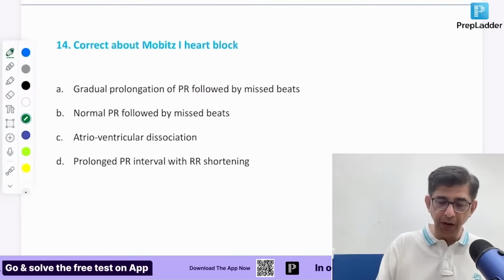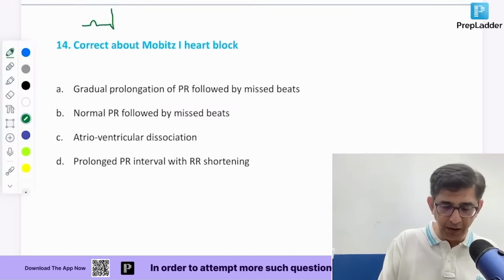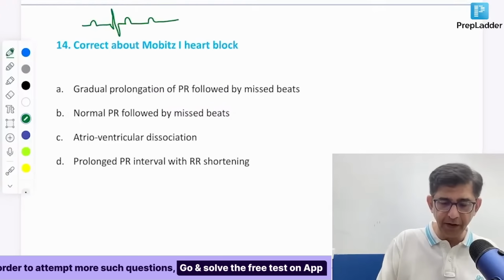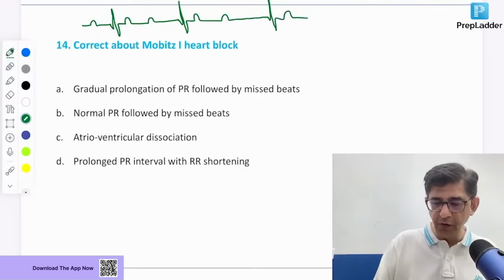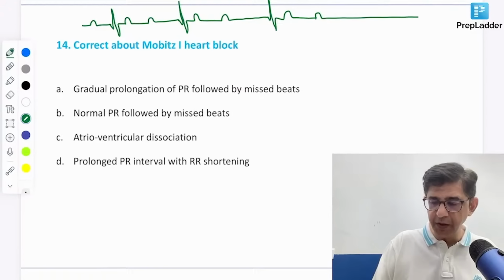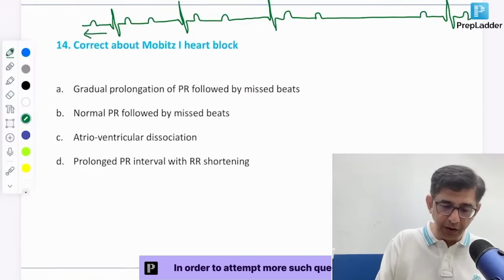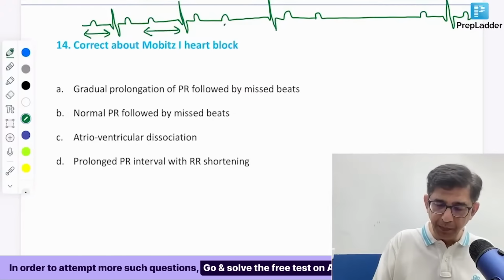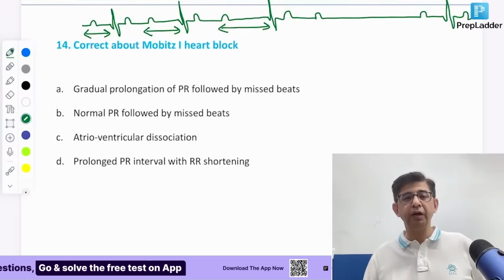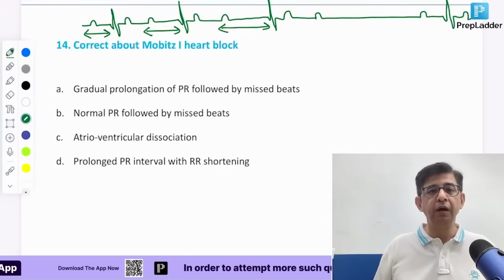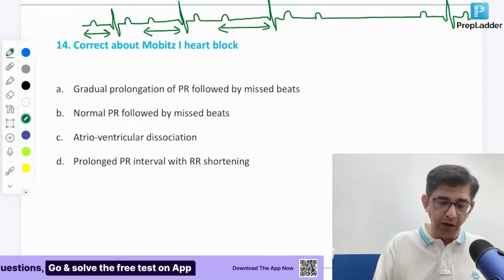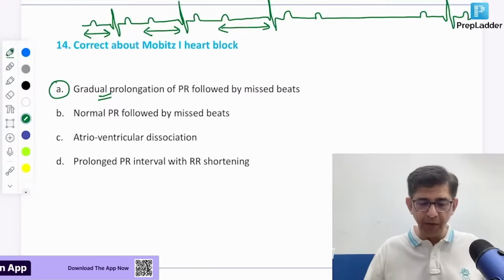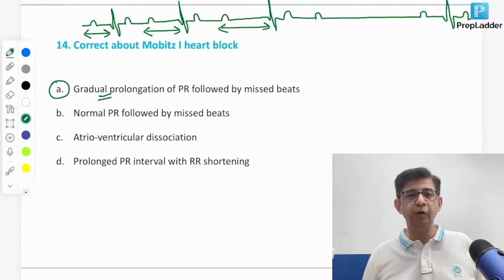Mobitz one heart block would have an ECG like this. I'm going to show it quickly here. There's a PR interval prolongation. It's increasing, it's increasing further. And then there would be a P wave followed by a missed beat, and the whole cardiac rhythm in the patient will be reset. This serial prolongation of the PR interval of the patient is what is called Mobitz one heart block. Gradual prolongation of PR, yes, I think everybody got this right. Gradual prolongation of PR followed by missed beats is the answer for Mobitz one heart block in a patient.